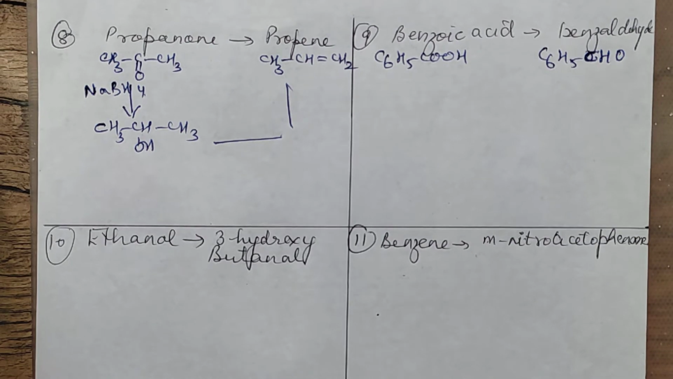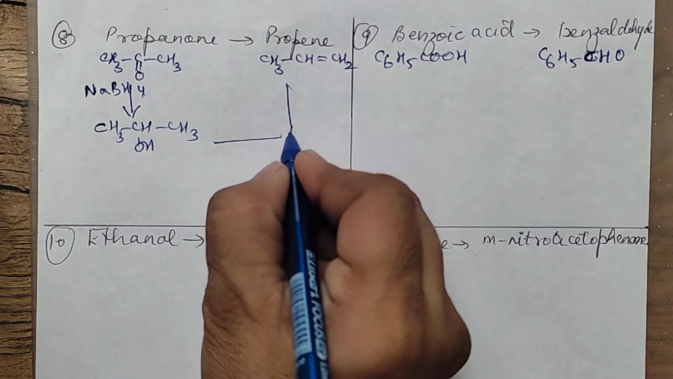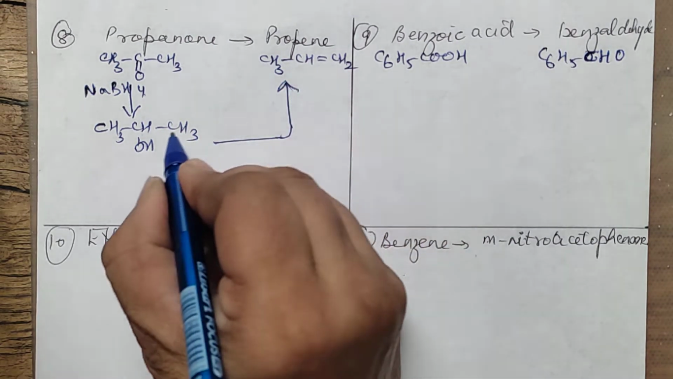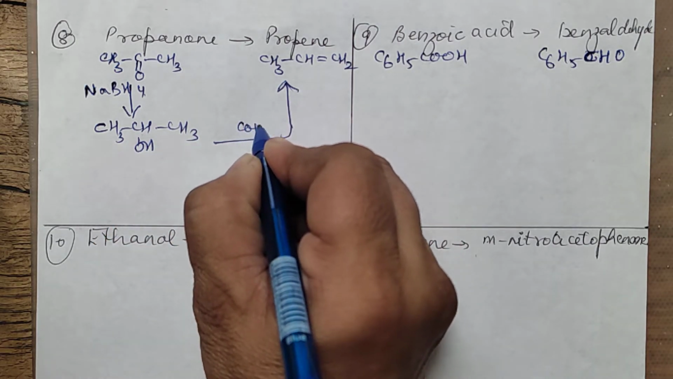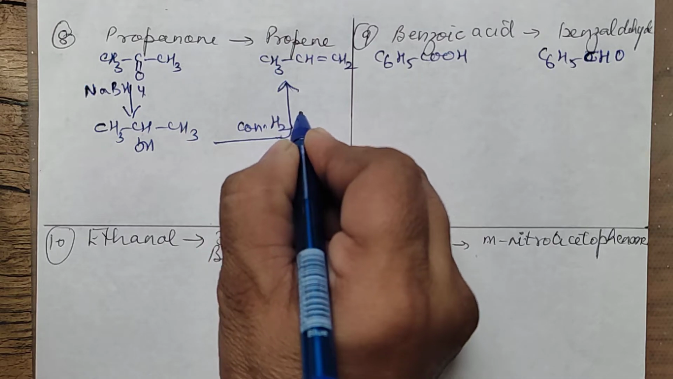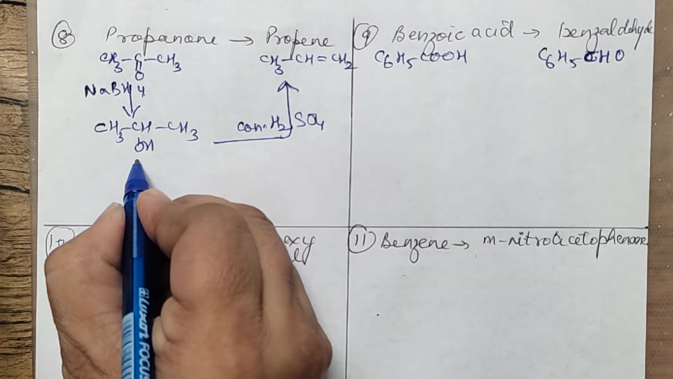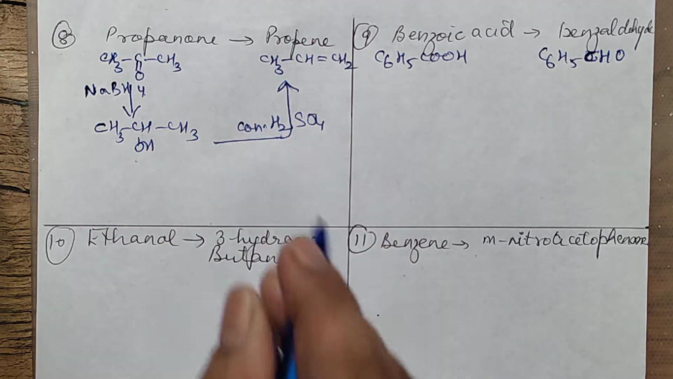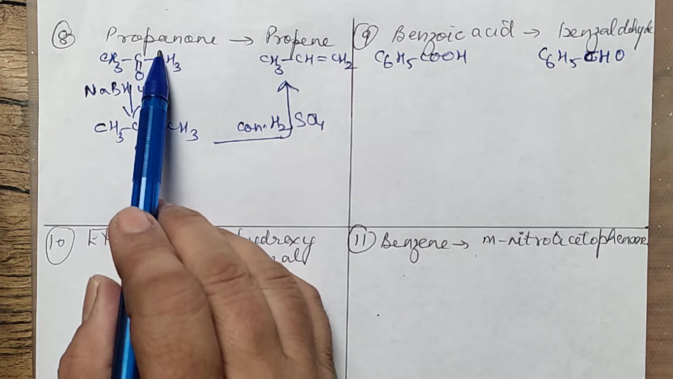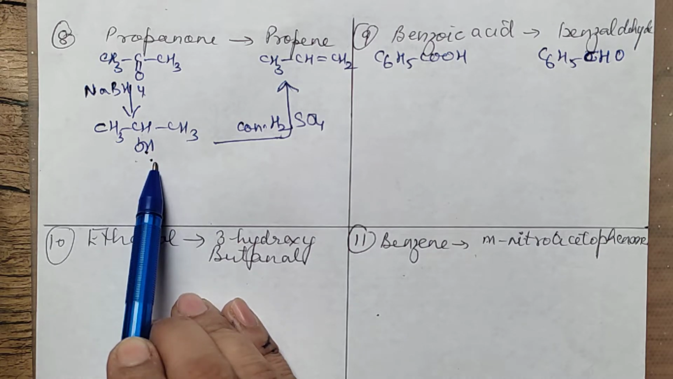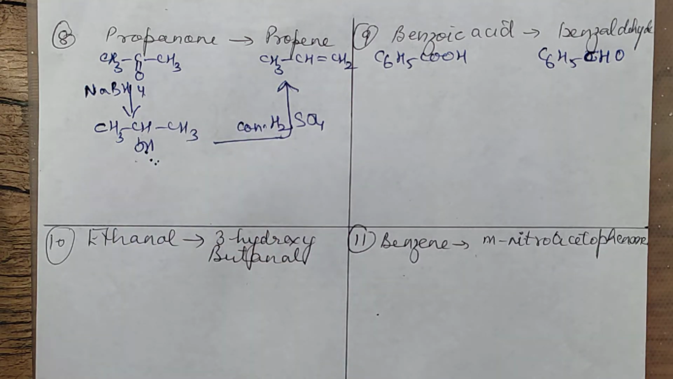So from alcohol we have to dehydrate it. You have to dehydrate it. That is, concentrated sulfuric acid you will use, such that it removes OH and H from here and gets the corresponding alkene. First, ketone we have converted to alcohol, reduced to alcohol, and then dehydrated the alcohol.